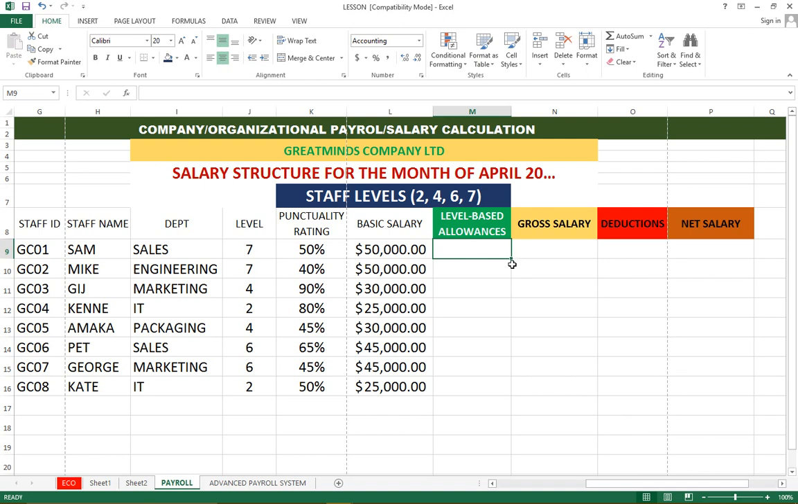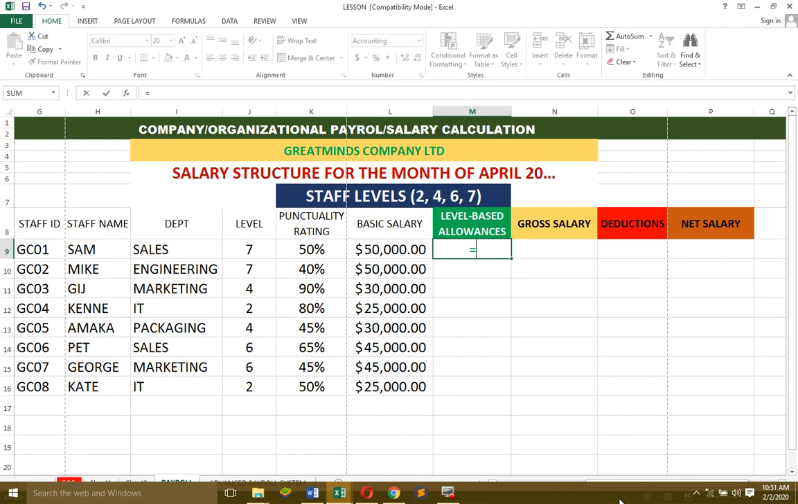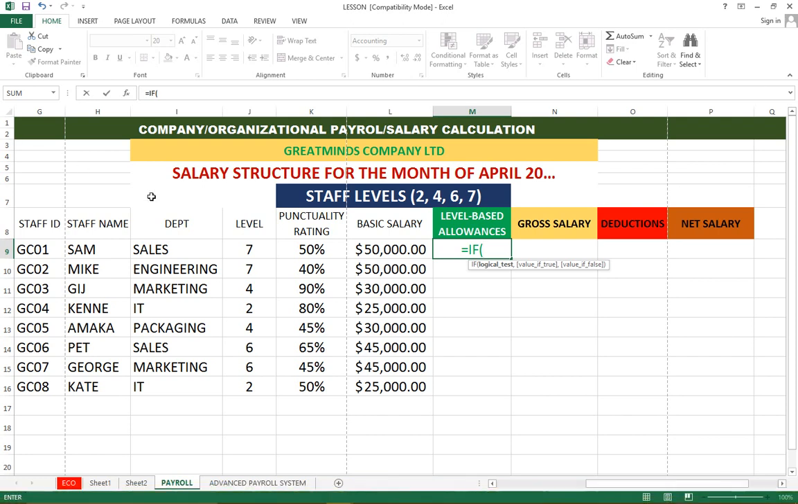So you will start any calculation with equal to IF, open bracket. In this instance, if J9, which is Sam's level, is equal to 7, we are now making a statement for a level 7 staff member. Any staff member whose level is 7 is going to take this allowance percentage, which is 7%. So if J9 is equal to 7, comma, open bracket, basic salary multiplied by 7%. In this instance, 7% is also J9. So basic salary here is L9 multiplied by J9%.